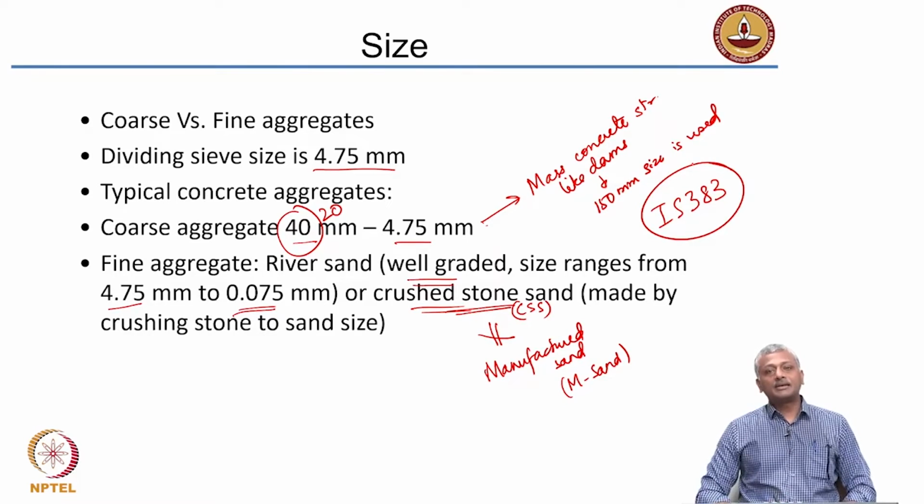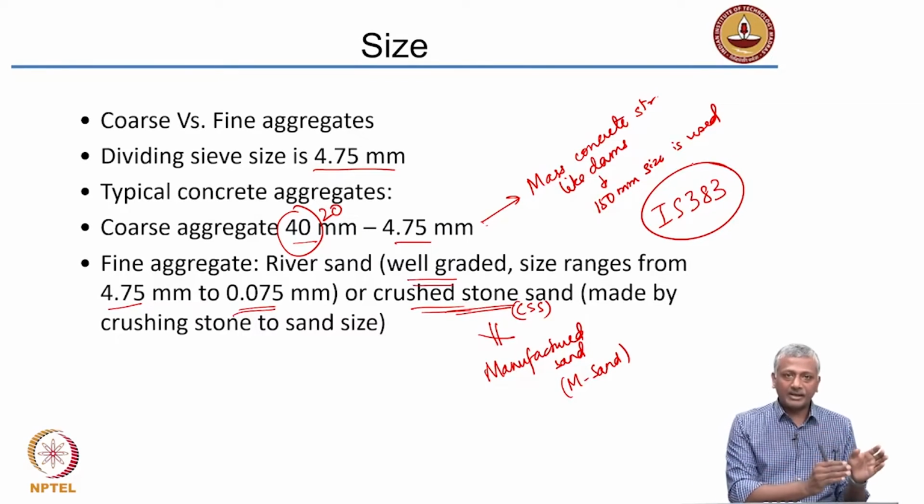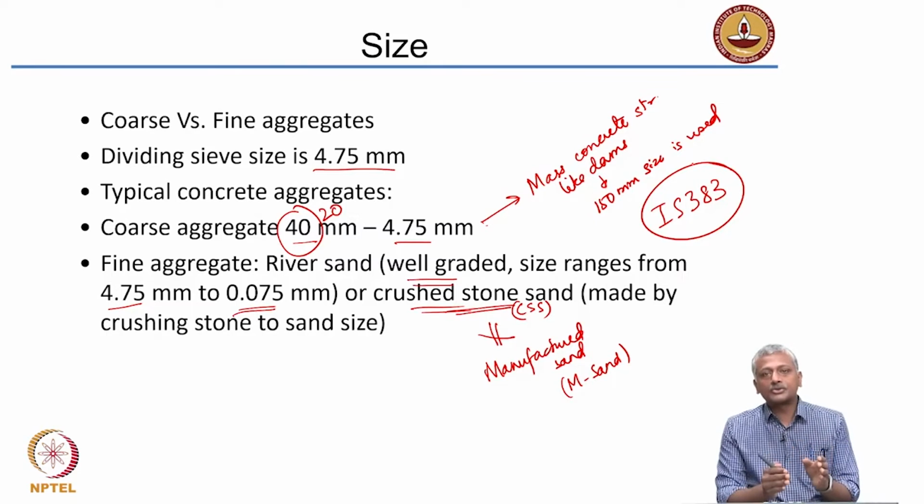IS 383 is the standard for aggregates in concrete. It talks about size, shape, texture, it talks about source and so on. Based on that you can figure out whether the material that you are using is fine aggregate based on river sand or crushed stone sand or manufactured sand.